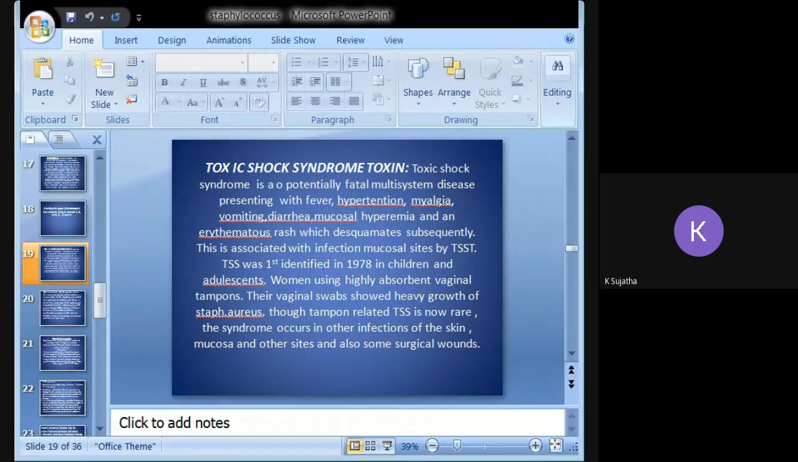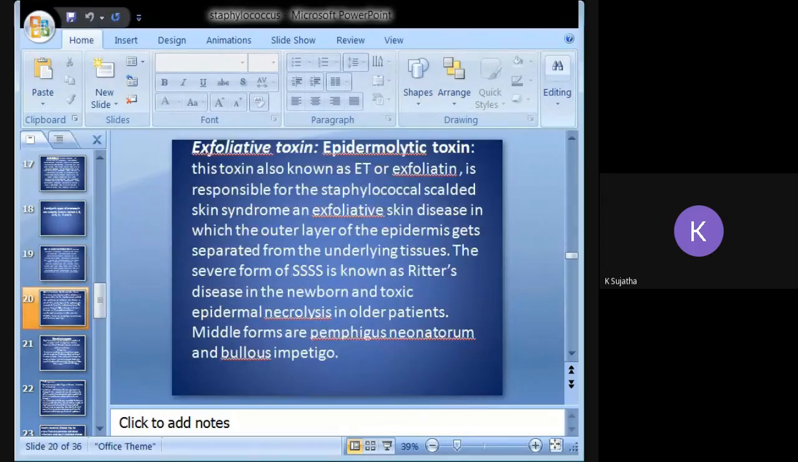Next, this toxin is associated with vaginal tampons. Actually, this was first identified in 1978. Those who are using vaginal tampons must change them every 4 hours. Otherwise, this bacteria attaches to the vaginal tampons and causes vaginal infections also.